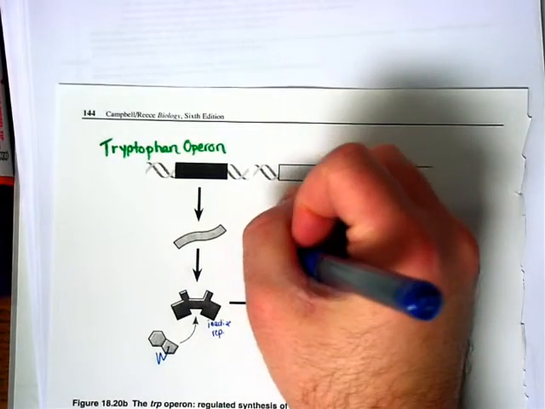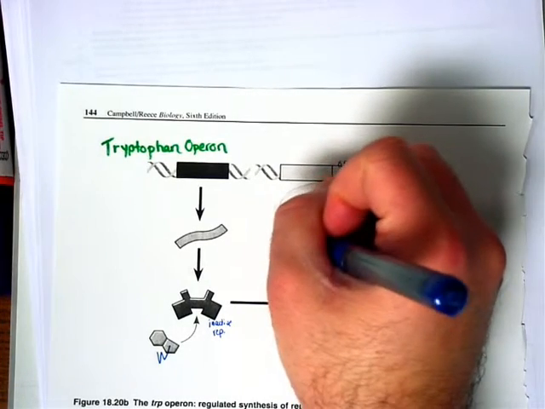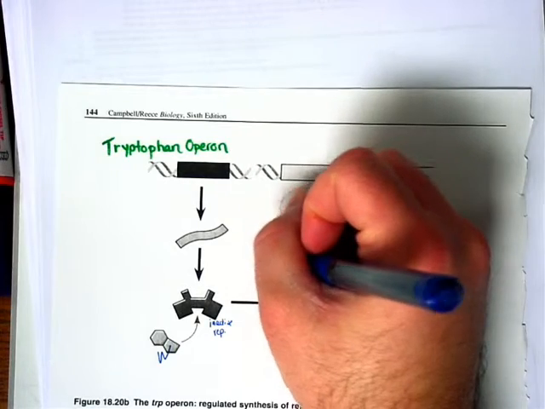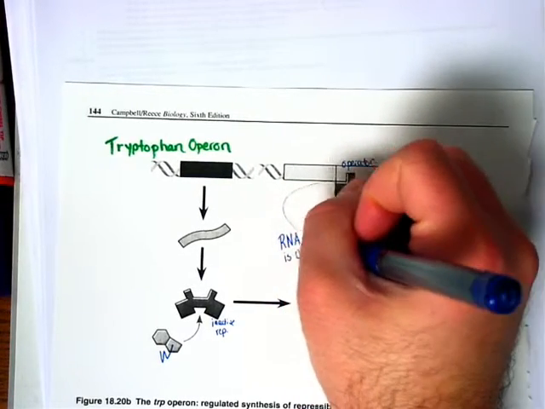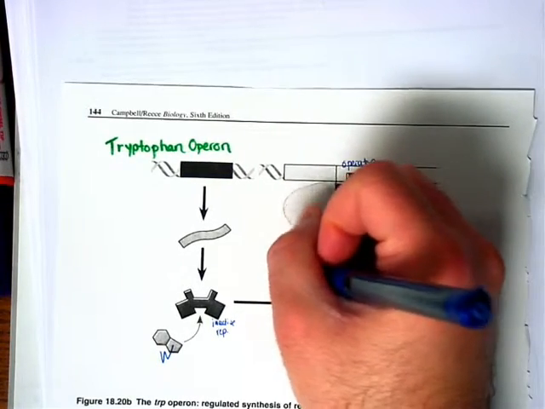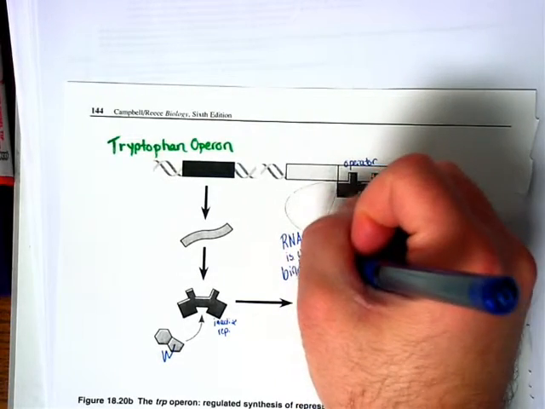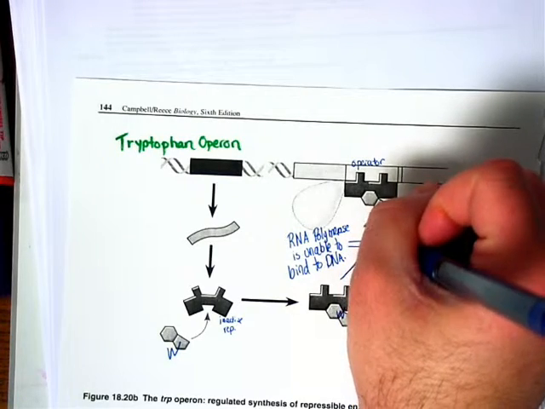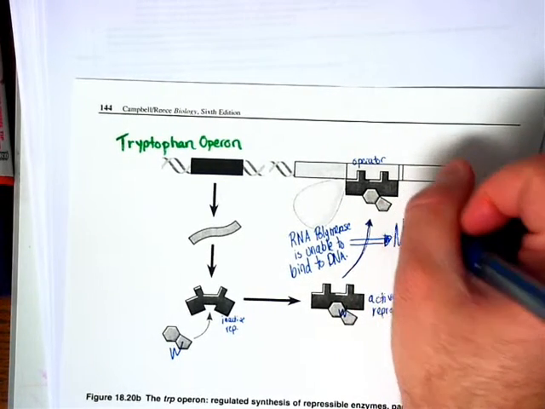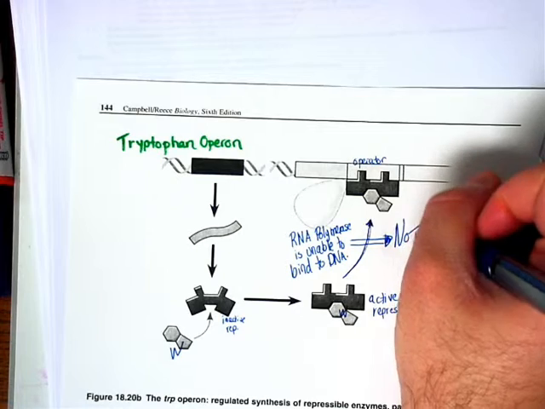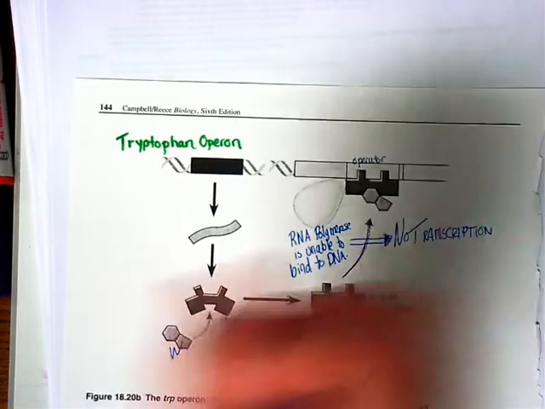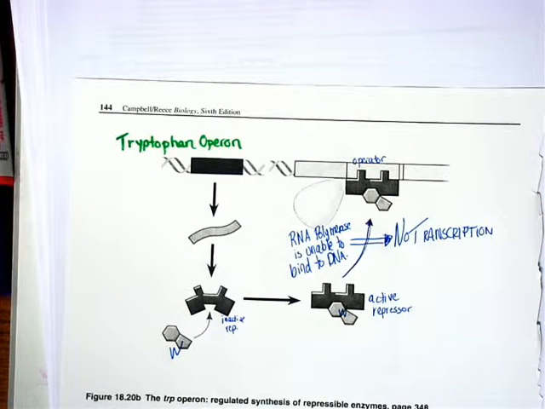So you could see here that RNA polymerase is unable to bind to the DNA. And of course this would therefore lead to having no transcription. No transcription. That means of course subsequently there would be no protein that is produced.